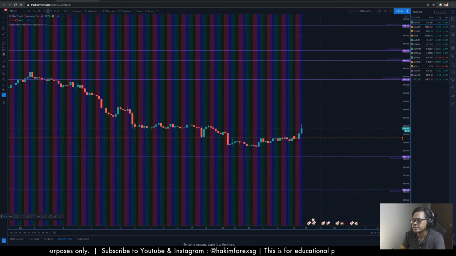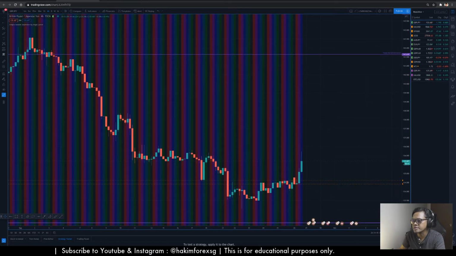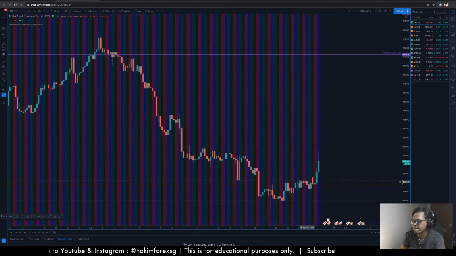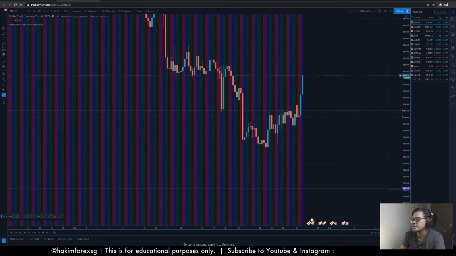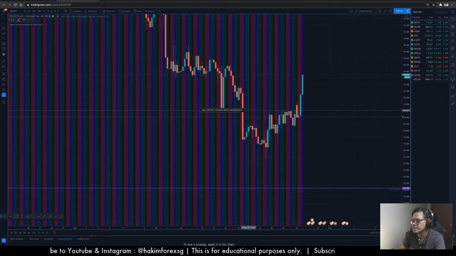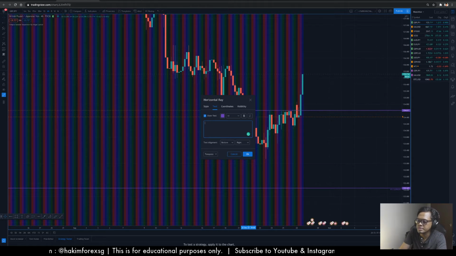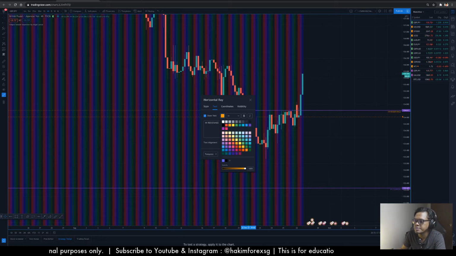So now we go ahead into the 4-hourly. Again, I like to do the last hour. What I normally do is create a 4-hour horizontal ray, whereby right now price has already exceeded the resistance. So this one I'm just going to leave as 4H resistance and color code to orange. That's just my preference.